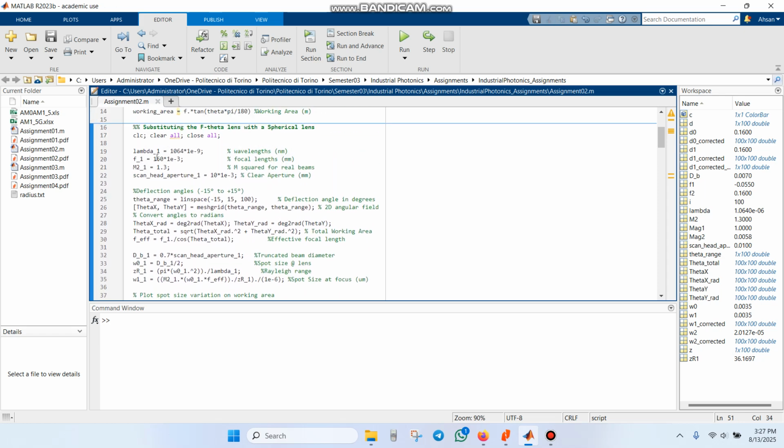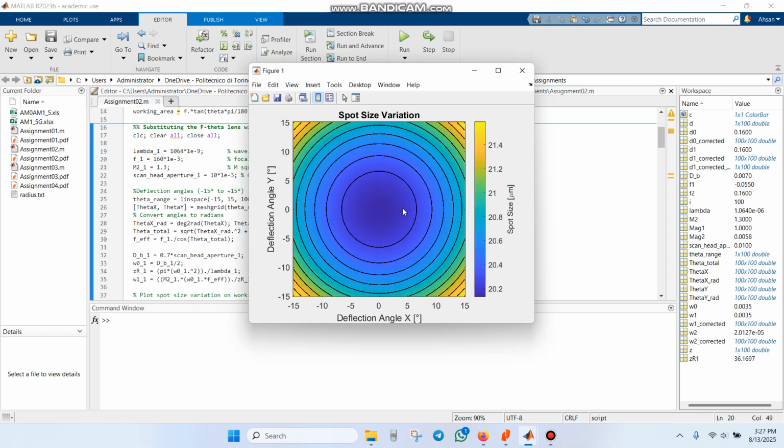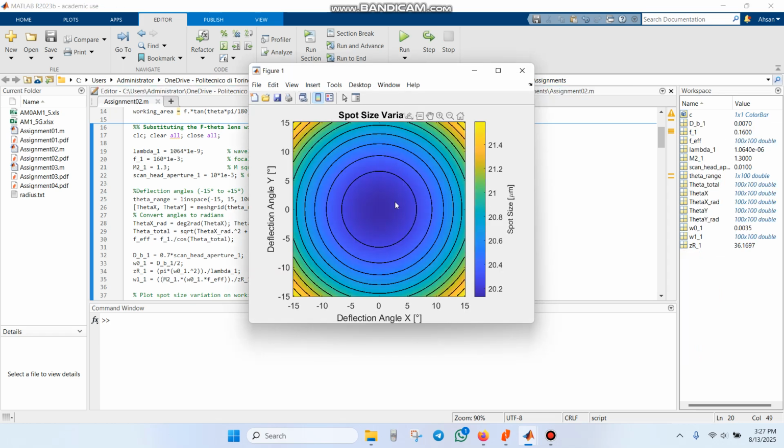Again, you can change these particular values for your own lens, depending upon whatever wavelength or focal length you decide to go for. And if we run this particular section, you can clearly see the contour plot that we obtained earlier right here. So you can see that as we move away from the center of the working area, the spot size tends to increase.